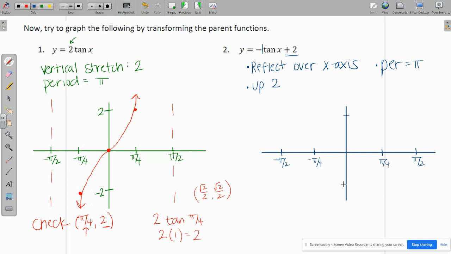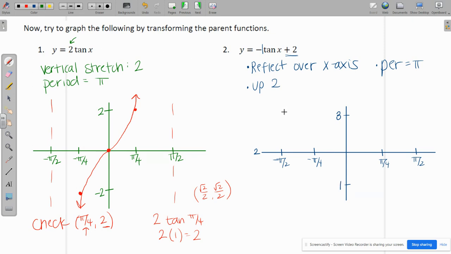But now when I'm labeling these tick marks on the y-axis, it shifted up 2. So that means that this midline is at 2, and then it's only 1 unit away because the vertical stretch or shrink is just a factor of 1. So this is going to be at 3, and this is going to be at 1.